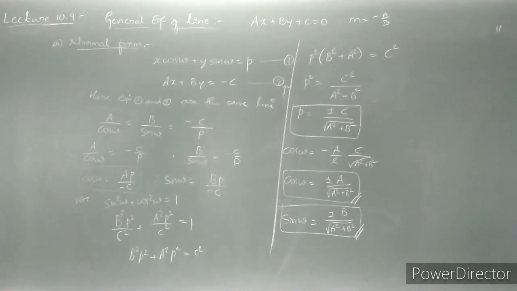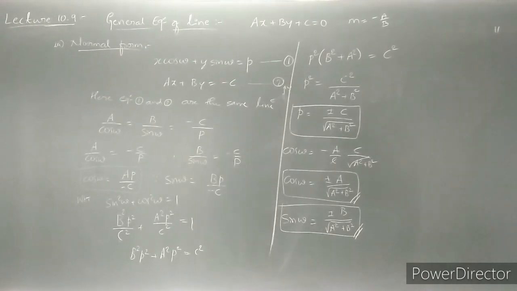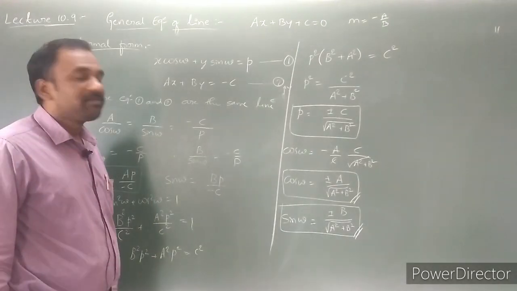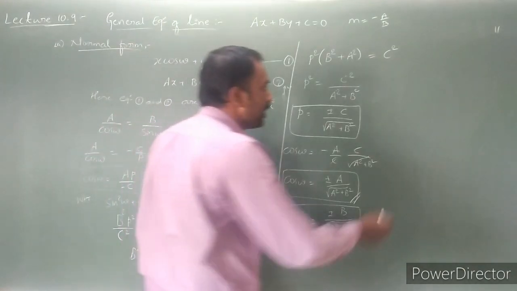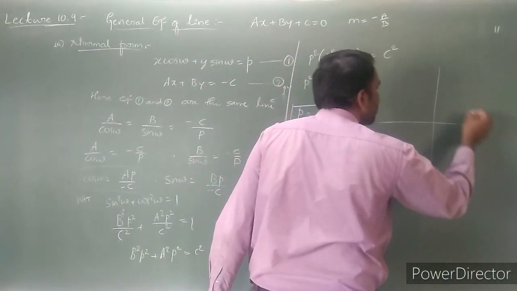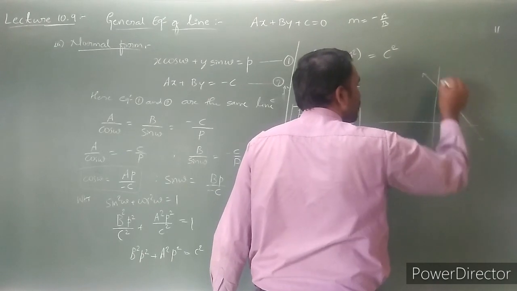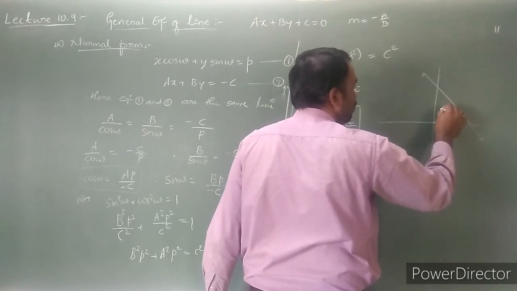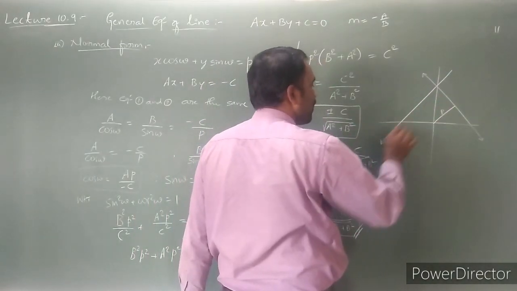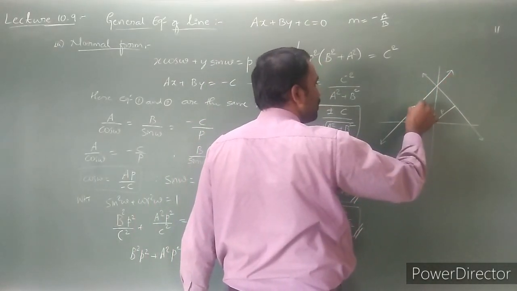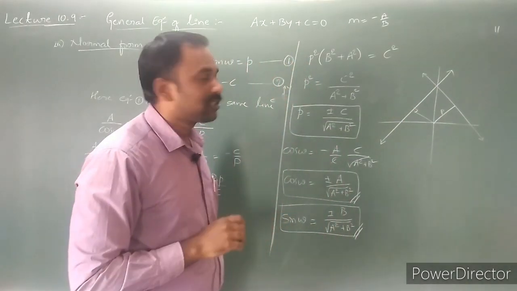Now, I think you might have a doubt. What is the doubt you people have? Why have we taken it as plus or minus? Here the p value is plus or minus. Why does it come up in that manner? Suppose the line is in this manner, passing through the origin. It is a perpendicular distance, a positive value. Suppose the line is in this manner. Here also it is a perpendicular distance. Always we need to take it as positive. Doesn't matter.